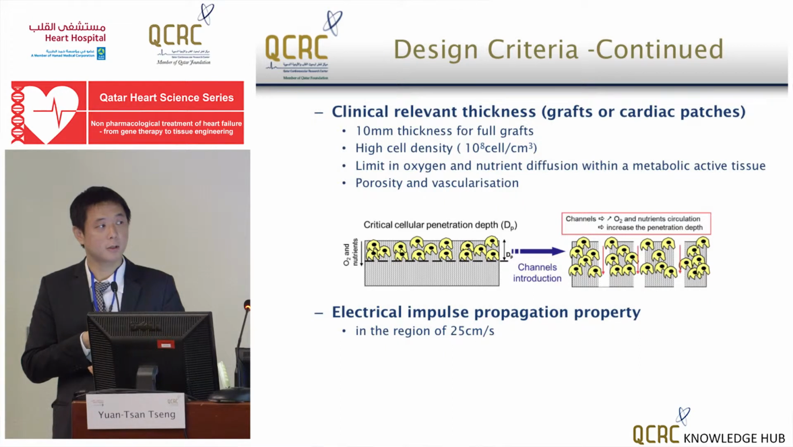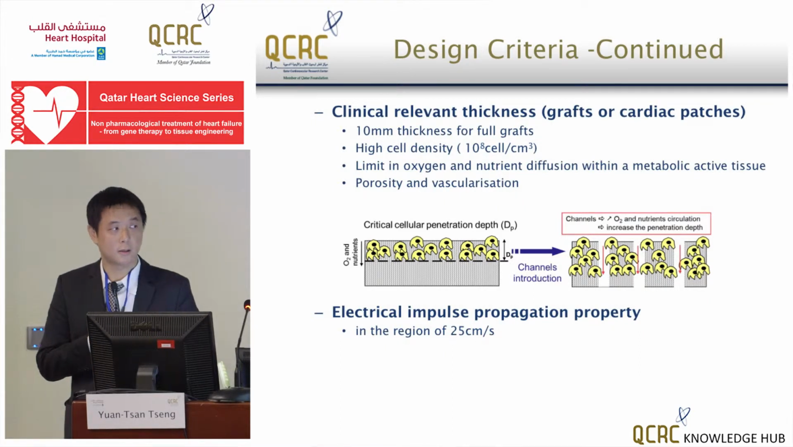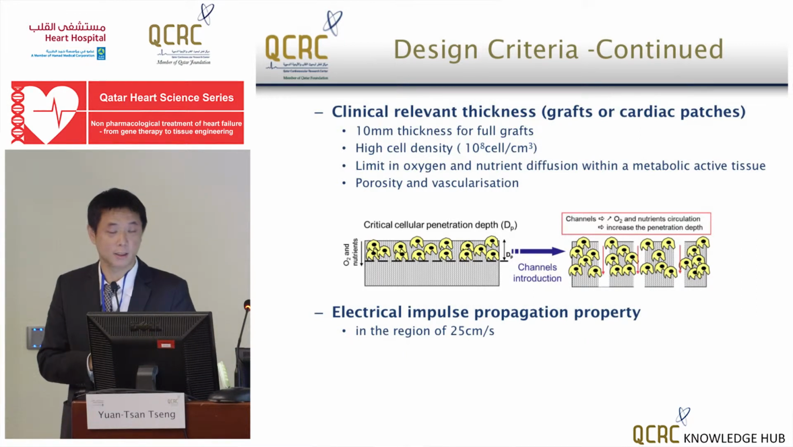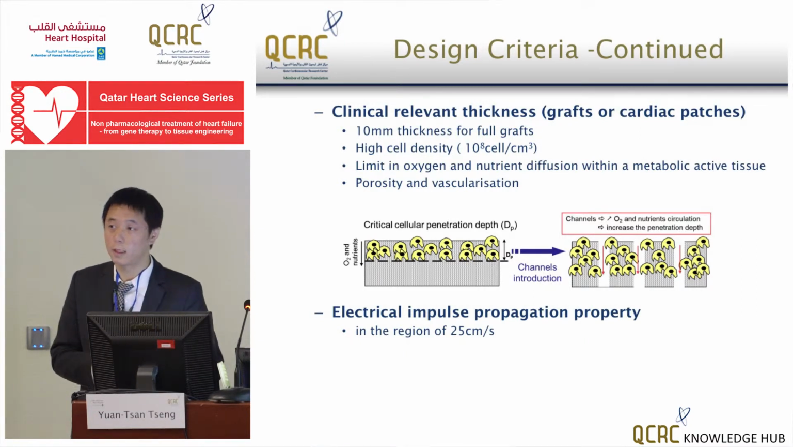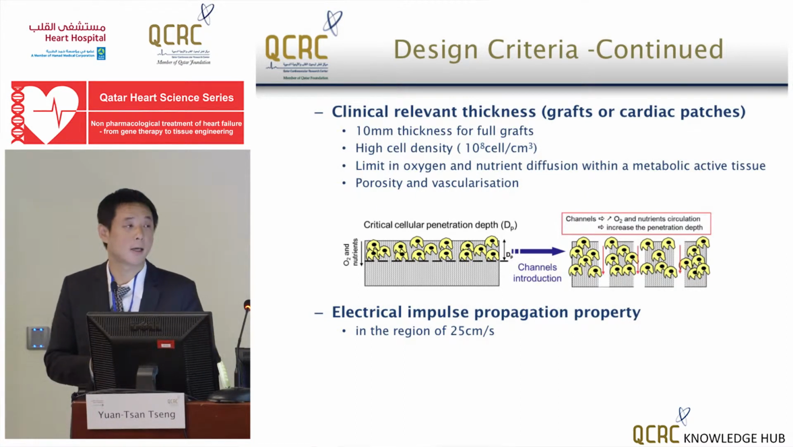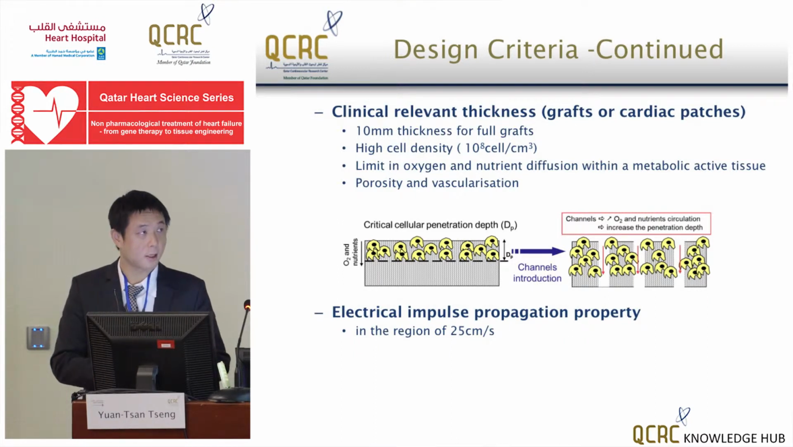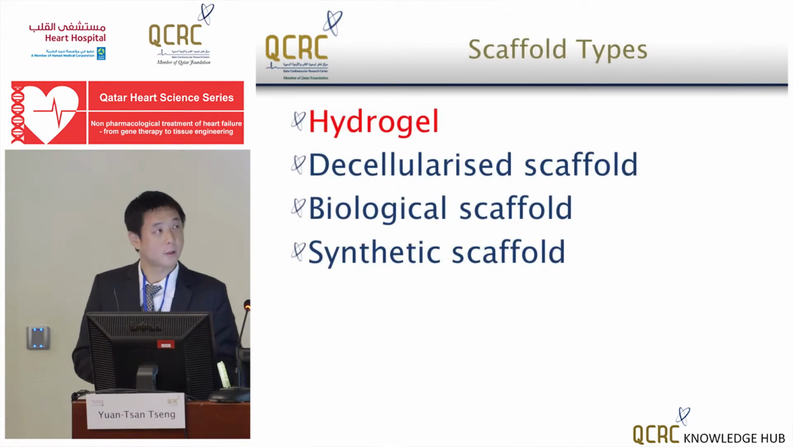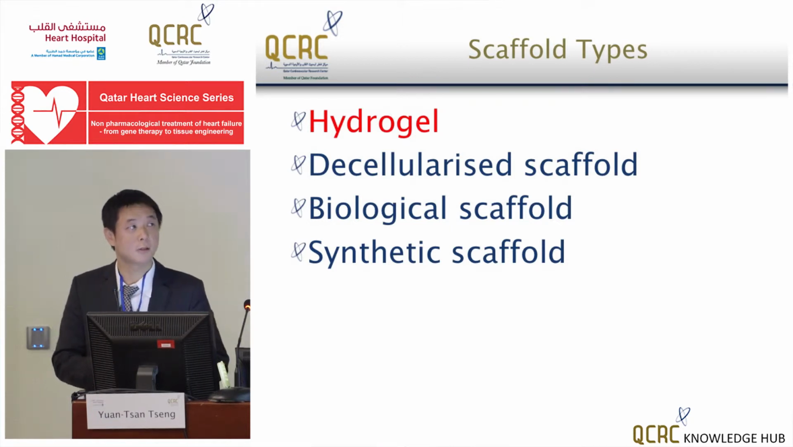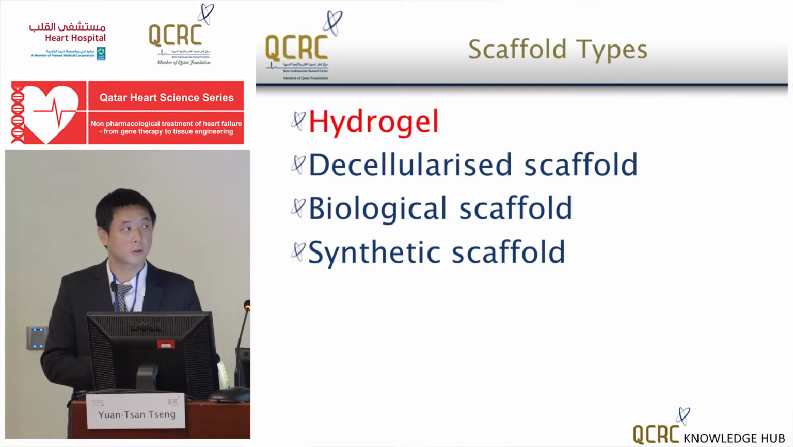And especially for cardiac tissue engineering, one important aspect is thinking about electrical impulse propagation rate. We know that cardiac tissues take electrical signals, so we need to consider this as part of the design criteria. So with this in mind, let's look into the 4 common scaffold types that are currently used in tissue engineering. These are hydrogels, decellularized scaffolds, biological scaffolds, and synthetic scaffolds.